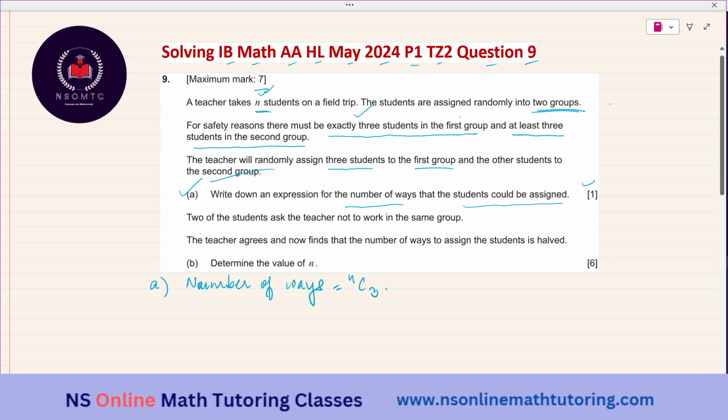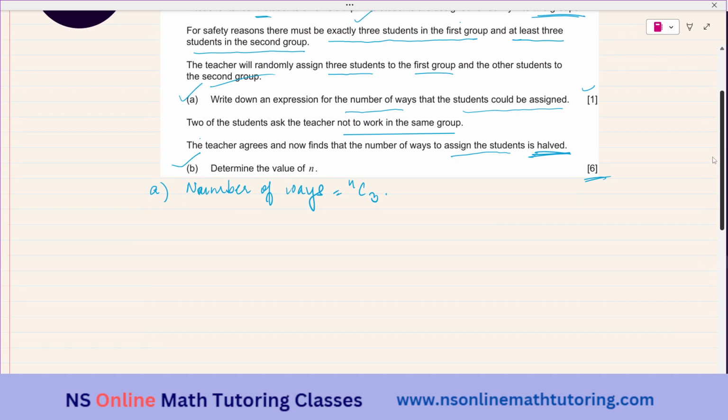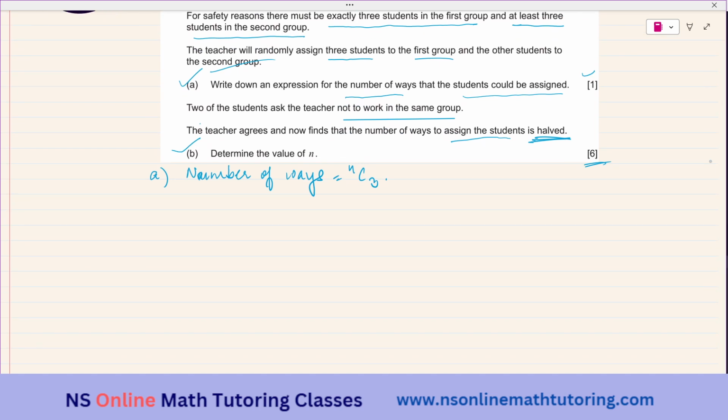2 of the students ask the teacher not to work in the same group. The teacher agrees and now finds that the number of ways to assign the students is halved. Subpart B's question is: determine the value of n. It is containing 6 marks. Okay. So, the 2 students.